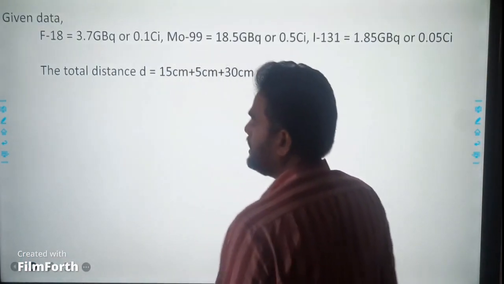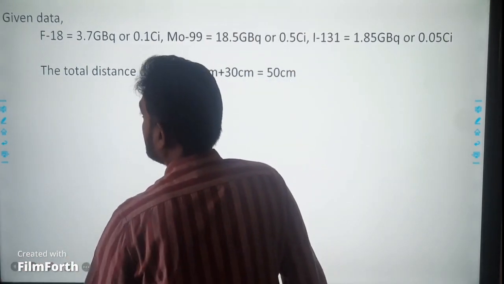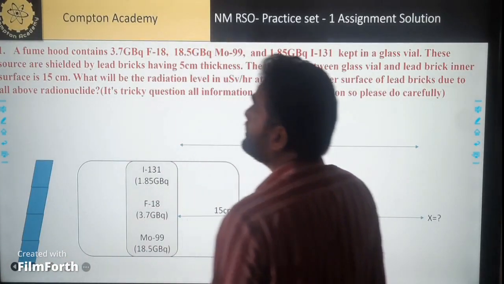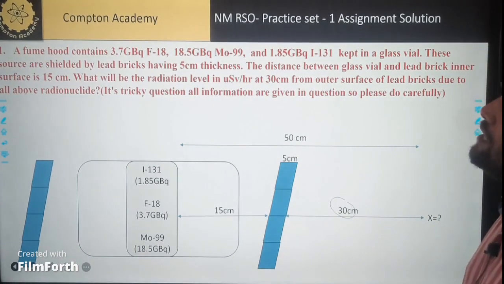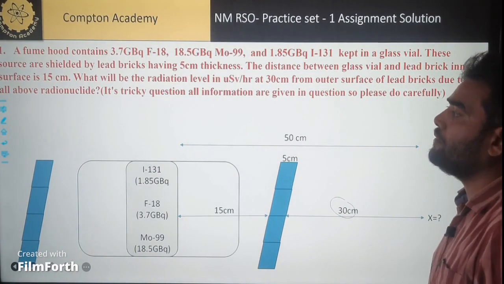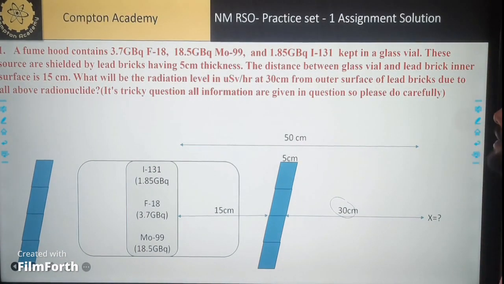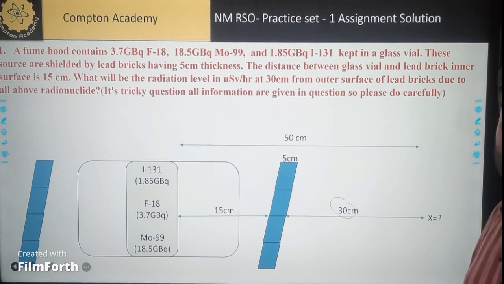Now I will take the first question of this practice set. A fume hood contains 3.7 gigabecquerel F18, 18.5 gigabecquerel molybdenum 99 and 1.85 gigabecquerel iodine 131 kept in a glass vial. These sources are shielded by a lead brick having 5 cm thickness. The distance between the vial and the lead brick inner surface is 15 cm.